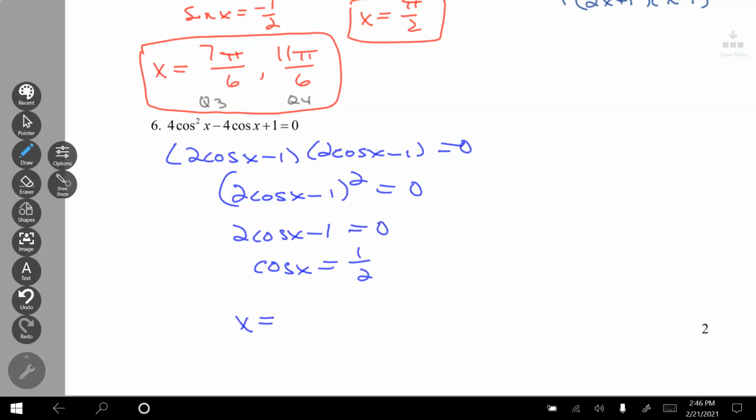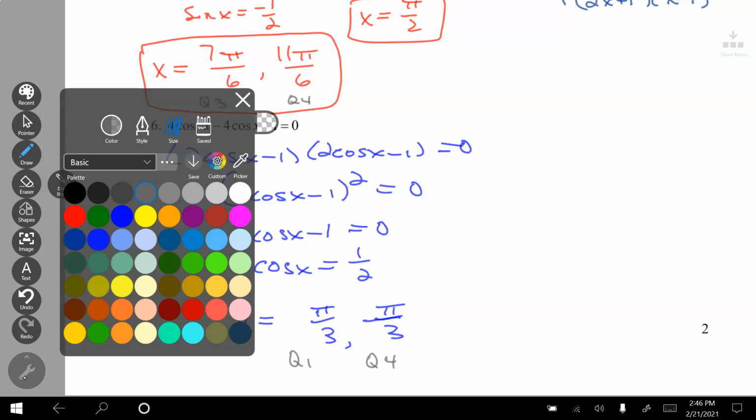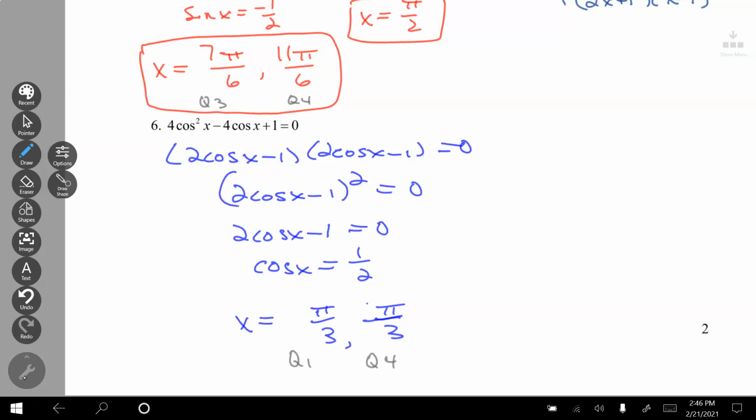And what angles does cosine equal 1/2? Well, I'm pretty sure positive means I better be in quadrant 1, which is pi over 3, and I better get another pi over 3. And let's see, what are the two quadrants? Quadrant 1 and quadrant 4 is the other quadrant that cosine is positive in, so that's going to be 5 pi over 3 is my solution. So there are my double solutions for that one.